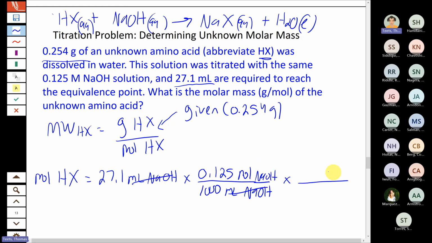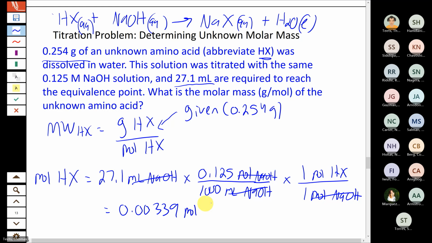All right, so that's moles of sodium hydroxide. What we need is the moles of the unknown. Once again, from the balanced equation, it's a 1-to-1, so there's no real math going here. It's just a simple conversion. 1 mole of HX is going to react with every 1 mole of NaOH that we have. Okay, so when we work that out, we get 0.00339 moles of HX. So then the last step is just to plug that number up here to calculate the molecular weight or the molar mass.